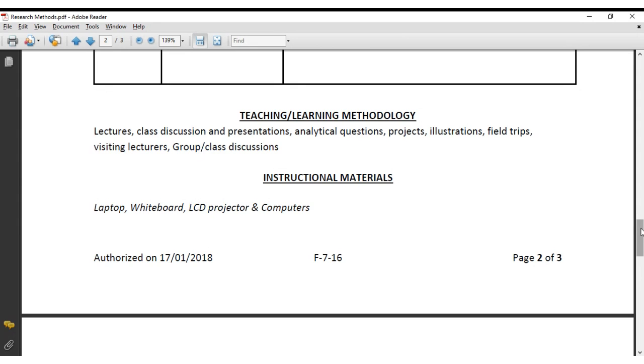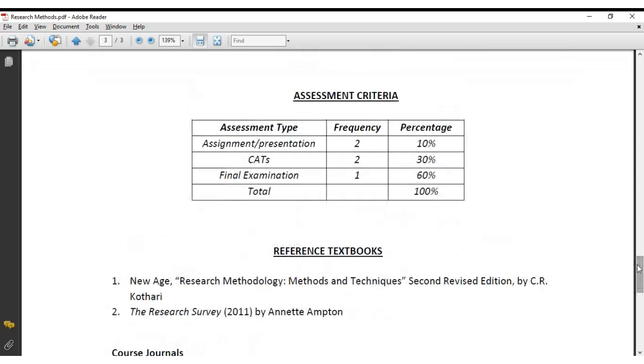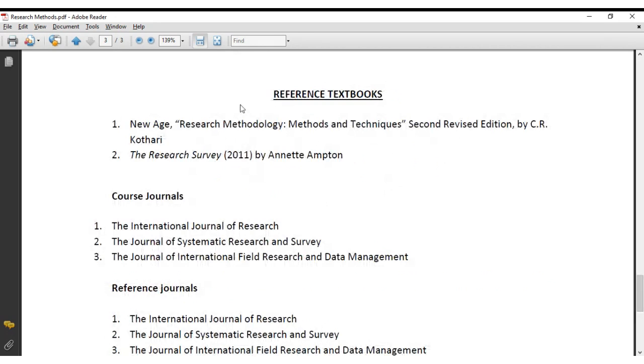Assessment criteria. You are going to be assessed in the following manner. You are going to be given 2 assignments, each carrying 5%, which is 10%. 2 CATs, each carrying 15%, gives you a total of 30. You're going to be assessed by a final exam, one final exam, which is going to be theoretical in nature, and it's going to be 60%. So total that up is going to give you 100%. All right, so here are the books that you can use for your research.